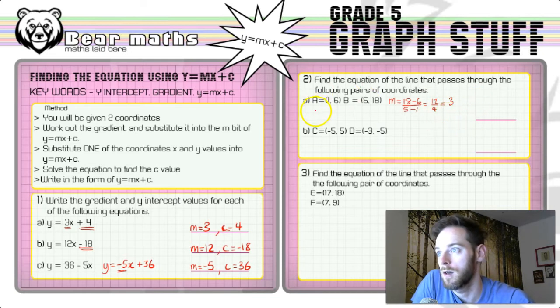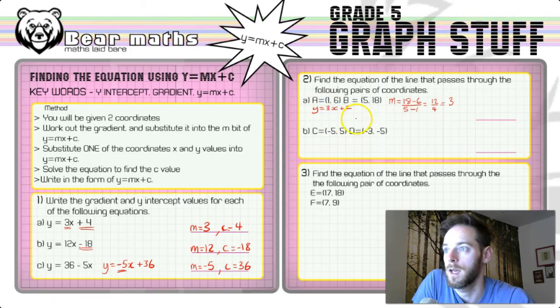So what we know is our equation will be y equals 3x plus or minus something, right? So we're going to substitute that in. y equals 3x plus c. Okay, and now we can choose either coordinate A or coordinate B to substitute into this equation, where the x and the y are, to find c. That's the next step. So I'm going to choose A because it's easier, smaller numbers. So 6 is the y value. So 6 is there. 3 times 1 plus c. 3 times 1 is 3. So 6 equals 3 plus c.